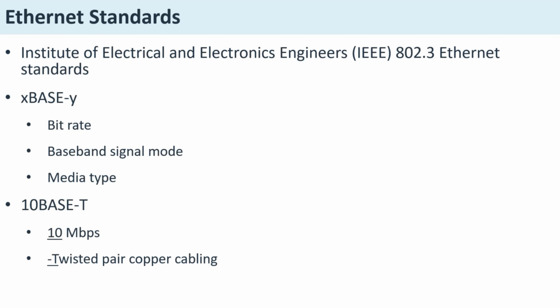Ethernet standards. Over the years, many protocol standards and products have been developed to implement the functions of the physical and data link layers of the OSI model. Remember those layers from the first chapter, the 7 layers that we go from physical all the way up to the last layer. The most important of these are the IEEE, Institute of Electrical and Electronics Engineers, 802.3 Ethernet standards.